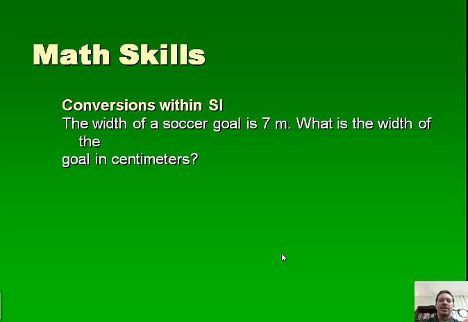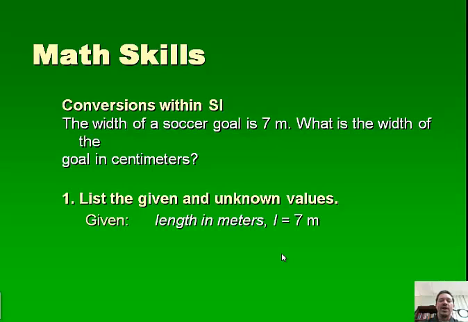Looking at this, say the width of a soccer goal is 7 meters. What if we want to convert this to centimeters? We're going to list our given and list our unknown values. So length is in meters, and we want to convert to an unknown, which is centimeters.